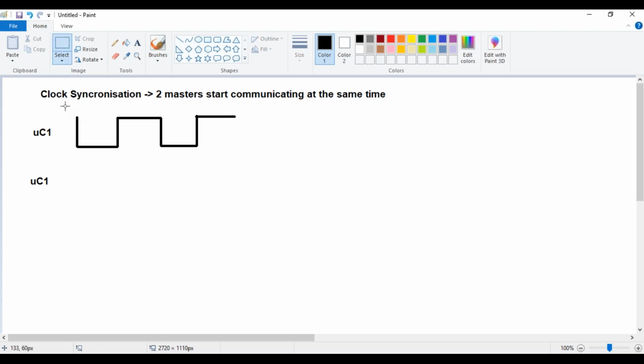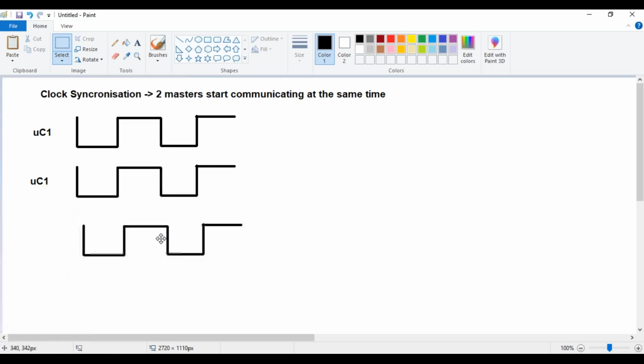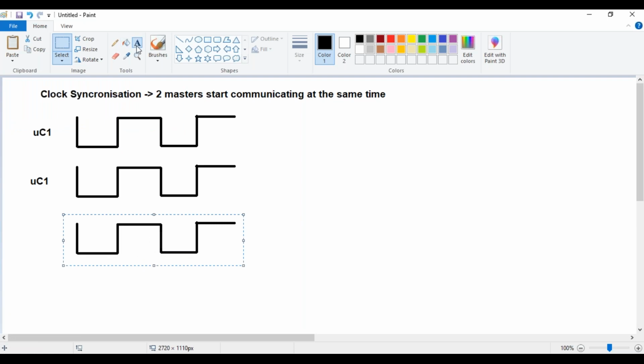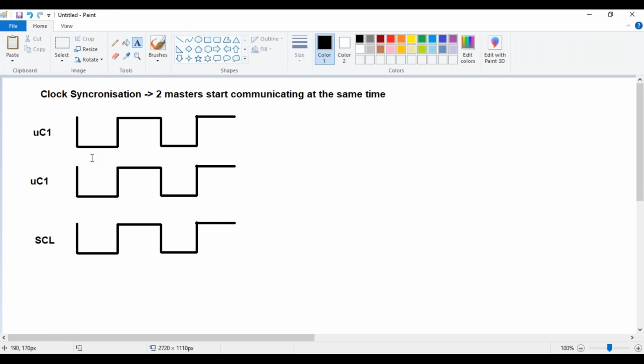So I'm going to copy this and paste it like this. Both of them started generating the clock pulse at the same time and the same frequency. So what you see as the resultant on the SCL line is this. What happens? 0 and 0 is a 0, 1 and 1 is a 1, 0 and 0 is a 0, 1 and 1 is a 1.